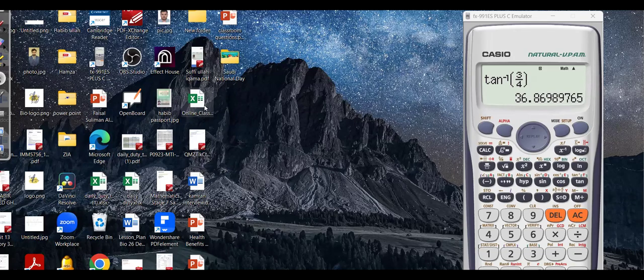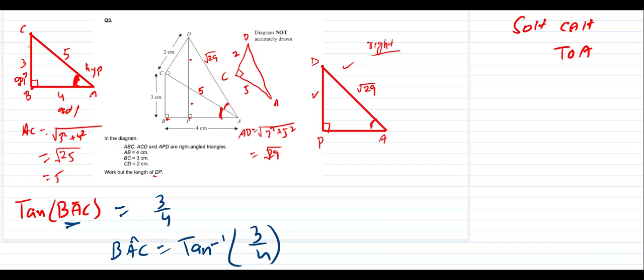Sorry, guys. Okay, so this is 36.86. You can say it is 36.9. Yes, we got this angle. Now use this triangle and try to find, because we already have AD, this is square root of 29. So in this triangle, it's your choice, whatever you use. If you have all sides, usually I use tangent, but it is up to you.